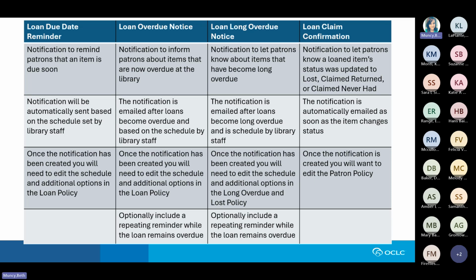And then a new notification is the loan claim confirmation. So anytime you make a change to the status of the item by either making it lost, claimed returned, or claimed never had, a notification will go out to the patron automatically as soon as that status is updated. And that's attached to the patron policy, which we'll see here in a minute.